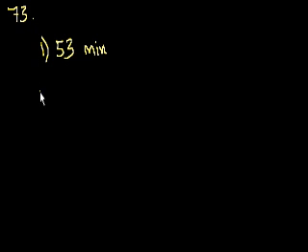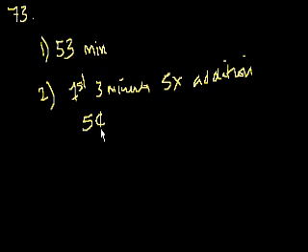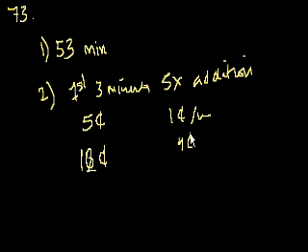Statement 2 tells us the cost for the first 3 minutes was 5 times the cost for each additional minute. So first 3 minutes, 5 times additional minute. Well, that still doesn't help us. I mean, the cost for the first 3 minutes might have been 5 cents a minute, and then 1 cent a minute after that. Or it could have been 12 cents a minute, and then 4 cents after that. So both of these satisfy that statement.